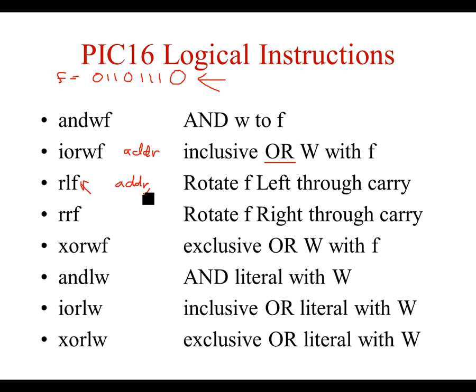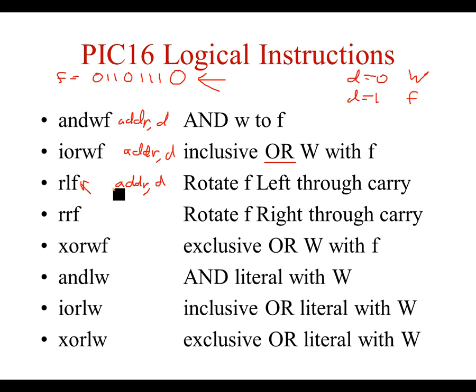So you have a destination bit here as well. Actually, you have the same thing on all of these. These all have a destination bit. I forgot to mention that before. Now remember, the destination bit, if you have a 0, then the result goes into the W register. If you have the destination bit equal to 1, then it goes into the file register.